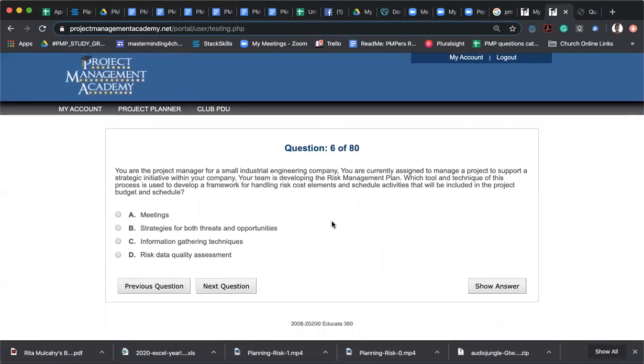Okay, you are the project manager for a small industrial and engineering company. You're currently assigned to manage a project to support a strategic initiative within your company. Your team is developing the risk management plan. Which tool and technique of this process is used to develop a framework for handling risk, cost elements, and schedule activities that will be included in the project budget and schedule? A, meetings. B, strategies for both threats and opportunities. C, information gathering techniques. D, risk data quality assessment.